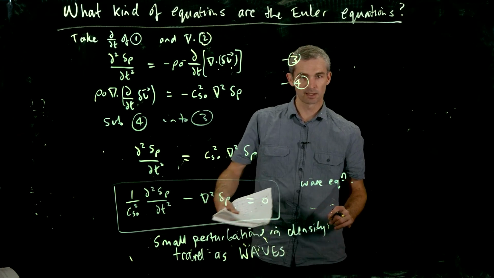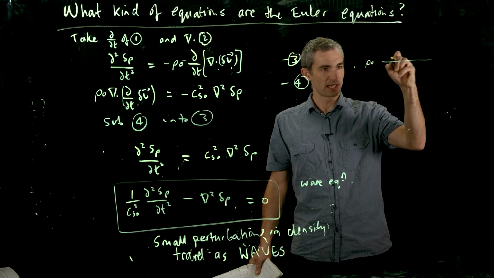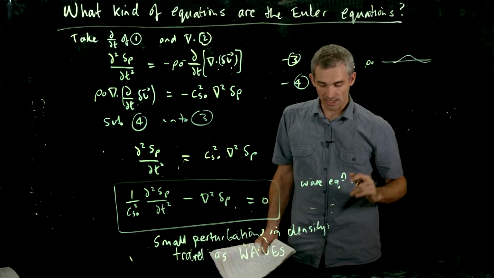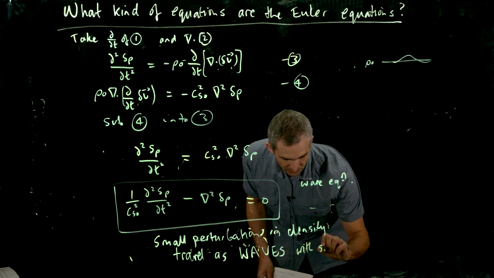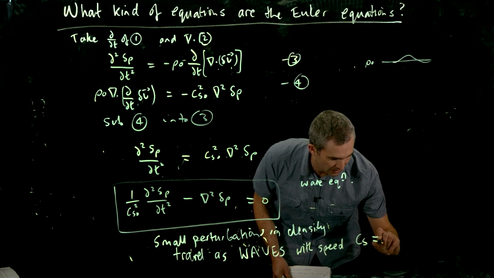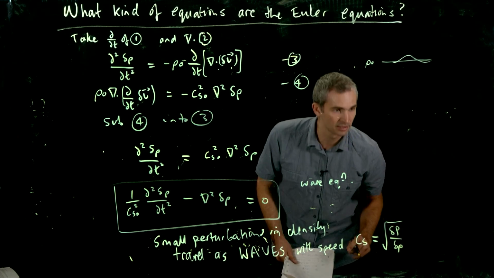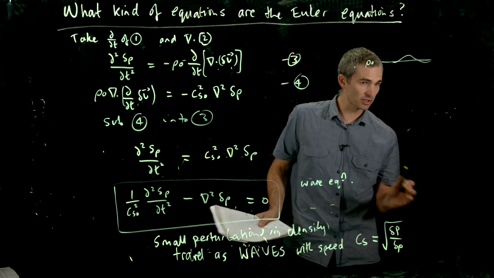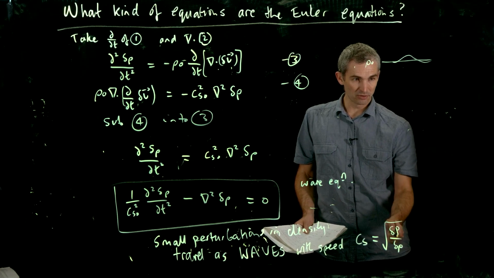So we can see that the small perturbation, imagine we've got a fluid, its density is at rest, we've got a small perturbation in density, that thing will propagate as a wave with speed c_s equals the square root of the ratio between delta p and delta rho. We haven't specified what this ratio is, so we actually don't need to know what the equation of state is, but the sound speed will be given by this ratio.